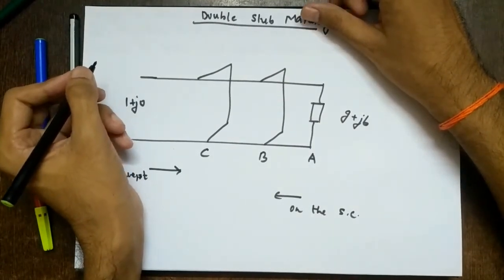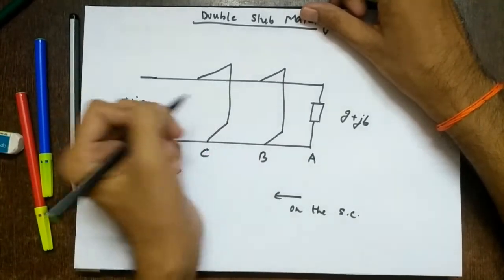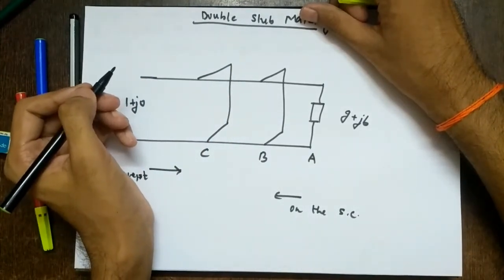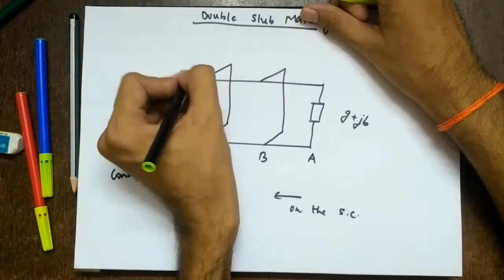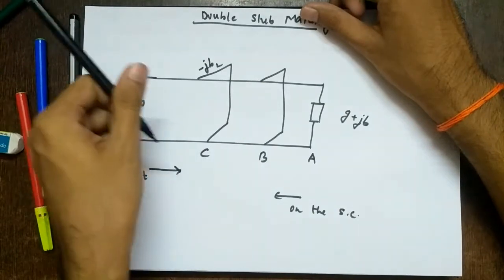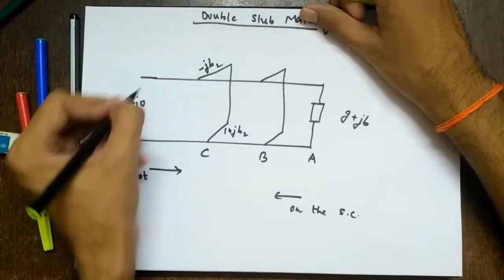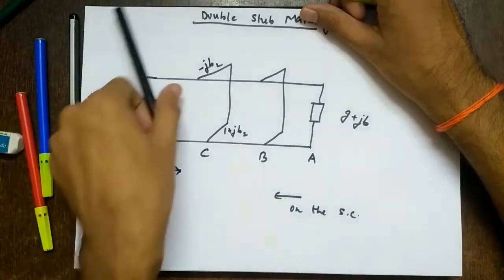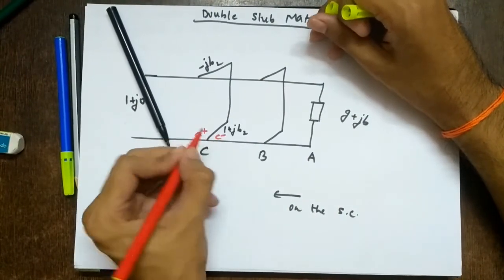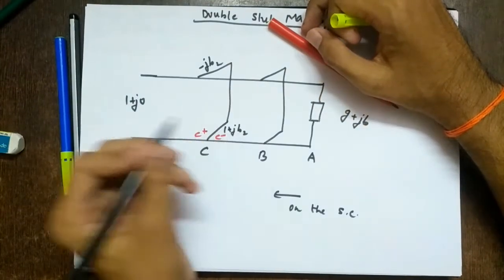So we'll start developing from here. We have 1 plus J0, and we have a stub here. As seen in single stub matching, a stub only changes the reactive part since it is either an inductor or a capacitor. Let's say this provides an admittance of minus JB2. So what should come here? It should be 1 plus JB2. Why? Because 1 plus JB2 minus JB2 will give again 1 plus J0. Let's say this is point C plus on the left side of the stub and C minus on the right side of the stub. So the C minus point corresponds to 1 plus JB2.